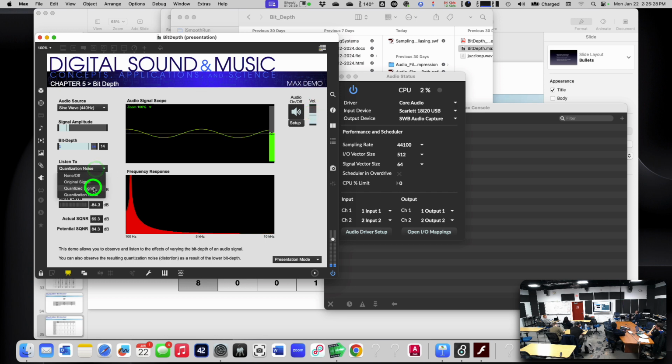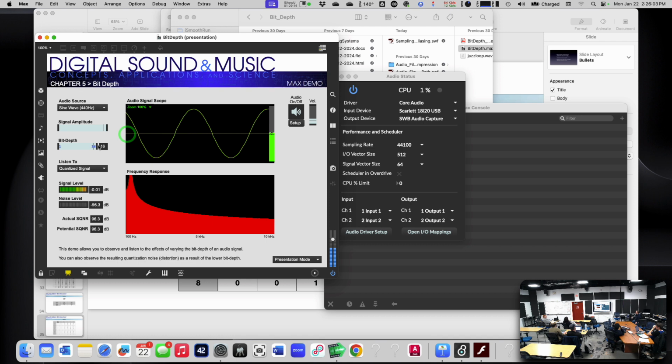So if I put on the quantized signal and I start going down, like if I really duck this amplitude, and then I put it up over here, I'm at 7 bits, and you're starting to hear the distortion and the noise. Right? Whereas before I had to get all the way down to like 2 bits. So this relationship between your signal amplitude and your bit depth is super important.